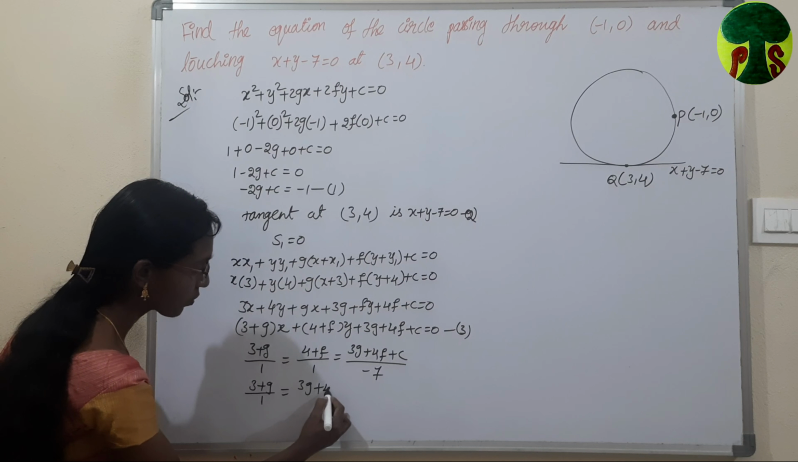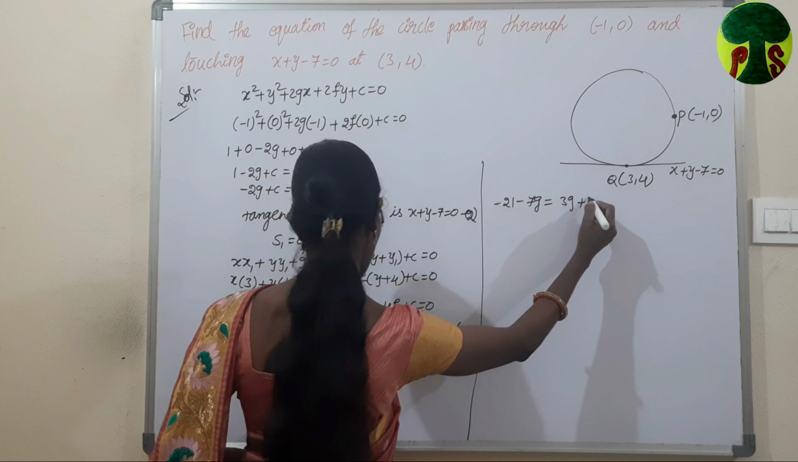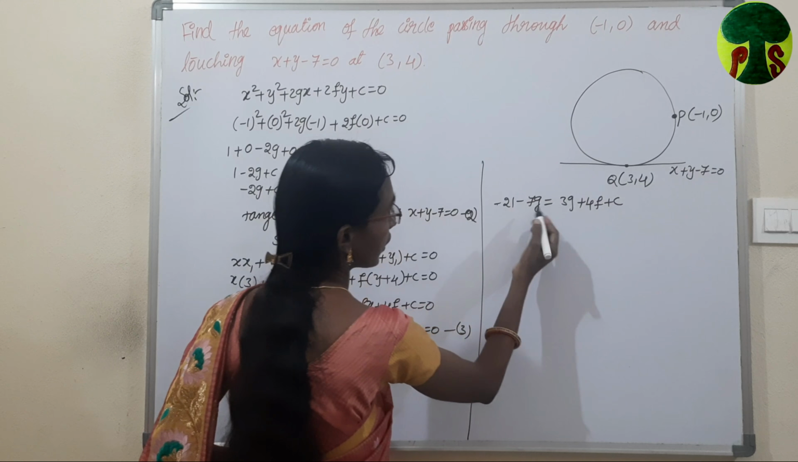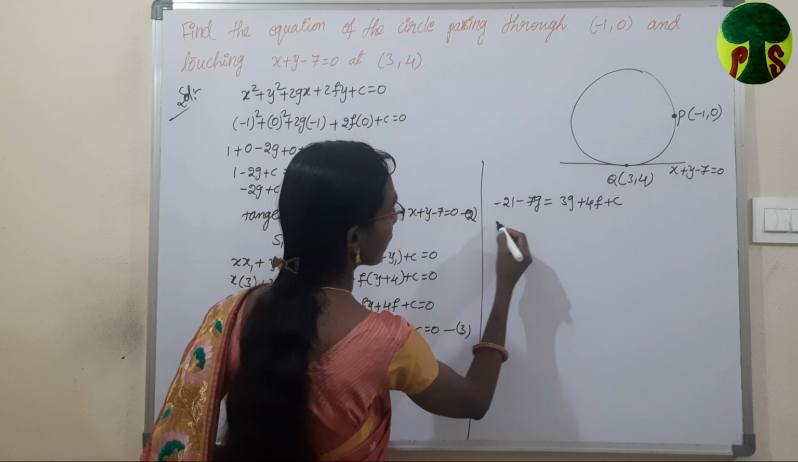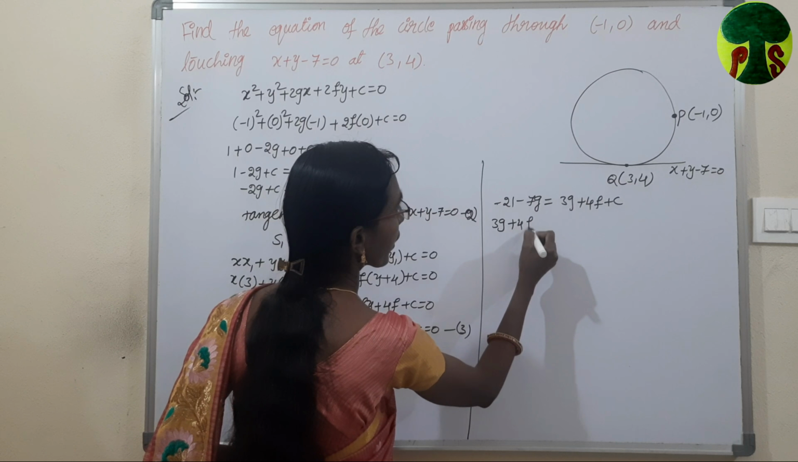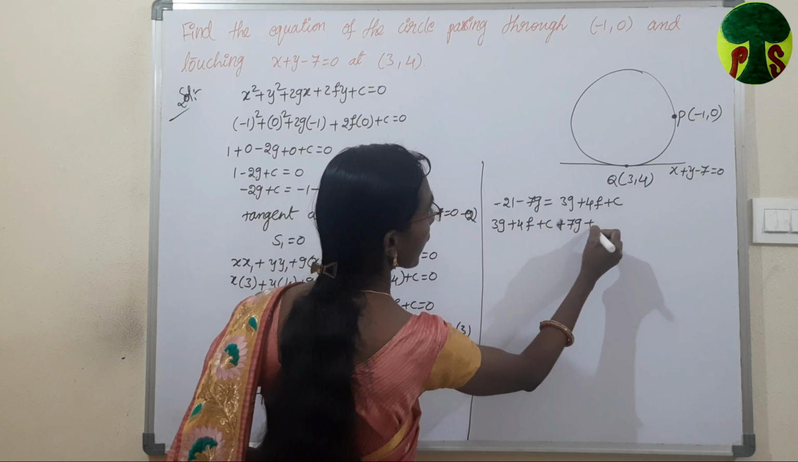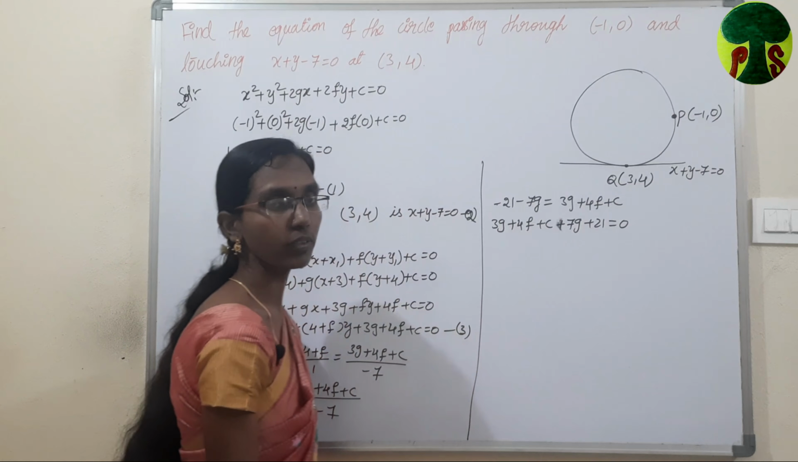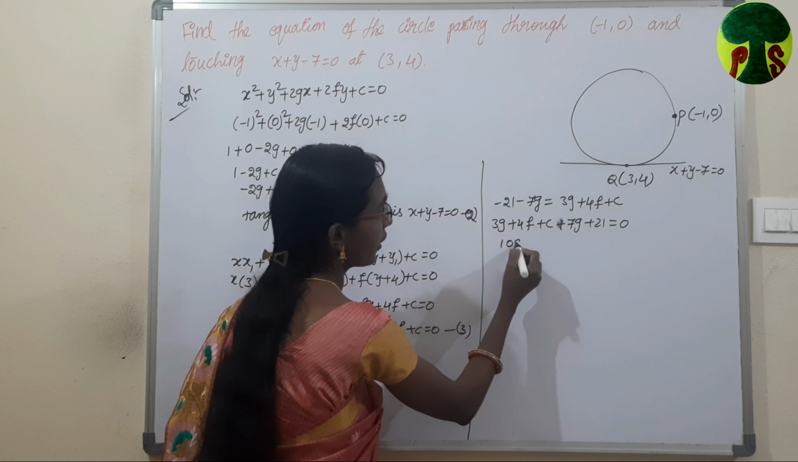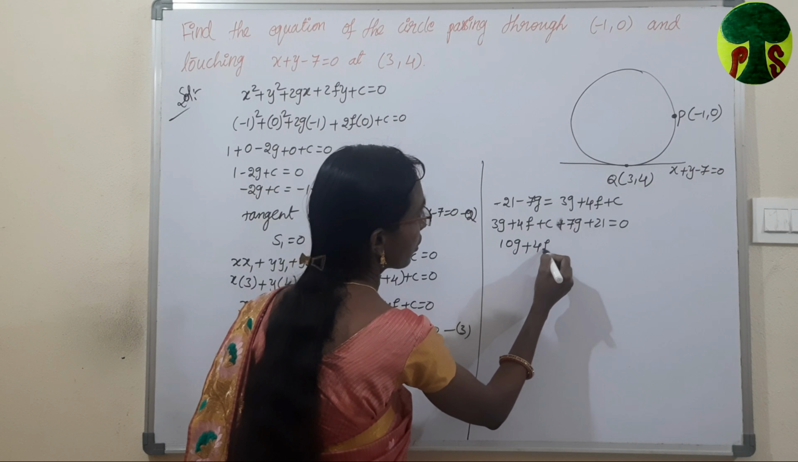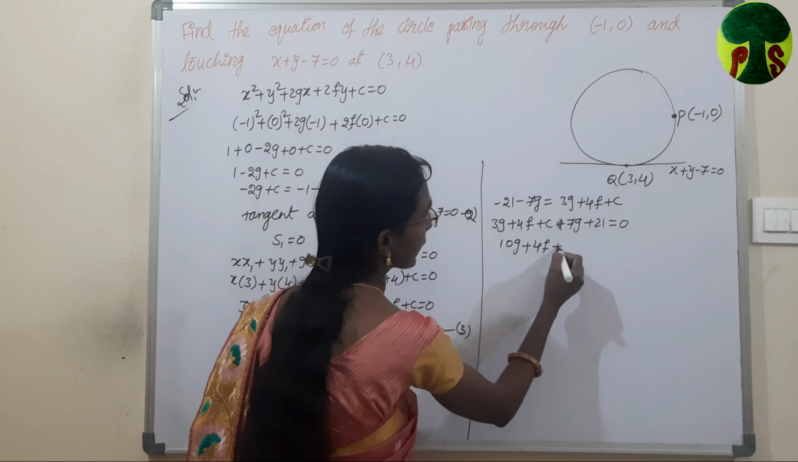So 7 minus 7 into 3 is minus 21, and plus into minus, minus 7g, is equal to 3g plus 4f plus c. So bring all these terms to the RHS, then we will get 3g plus 4f plus c plus c plus 7g plus 21 is equal to 0. So 3g plus 7g is 10g, plus 4f plus c is equal to minus 21. Let it be equation 4.